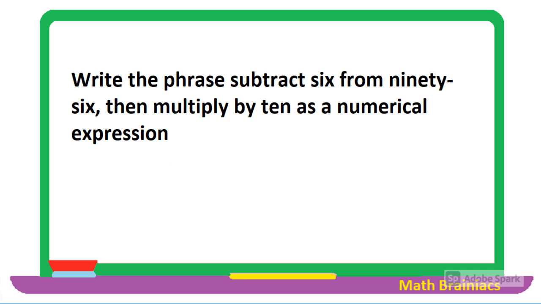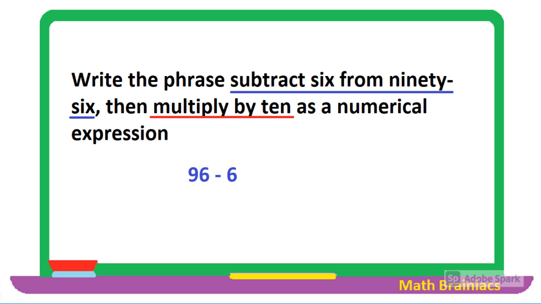Let us work on another example so that you can hit it off. Write the phrase, subtract 6 from 96, then multiply by 10 as a numerical expression. You can see that I placed a blue underline on the first condition, subtract 6 from 96. On that account, the numerical expression will be 96 minus 6.